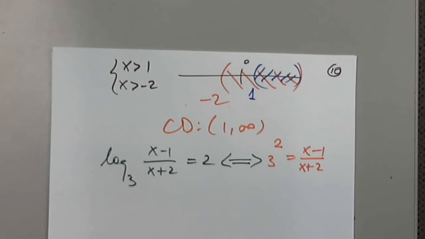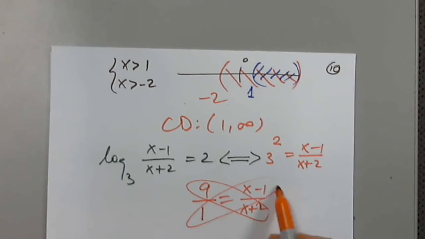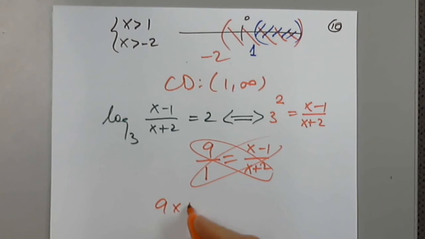Now after I write 9 or 9 over 1, my next question to myself is, okay, now what is this? What type of equation is it? Rational. Very good. It has a ratio and has x in the denominator. Furthermore, it's a proportion, right? Perfect. So then I will cross multiply: 9x plus 18 equals x minus 1.